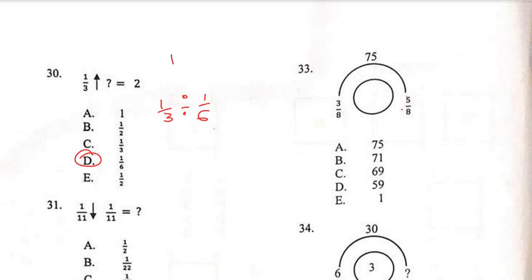Division involving fractions, I said you must use KCF. So we keep the first fraction, change division to times and flip the next fraction. 1 times 6 is 6. 3 times 1 is 3. 6 divided by 3 is 2. So the answer is 1 over 6. That is correct. Now for question 31.